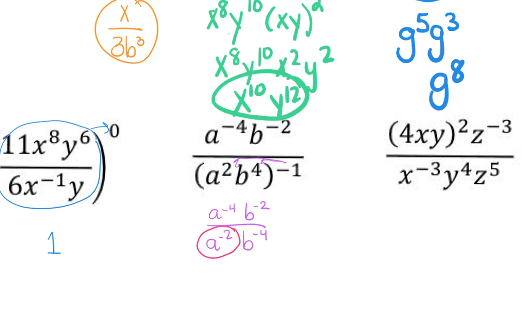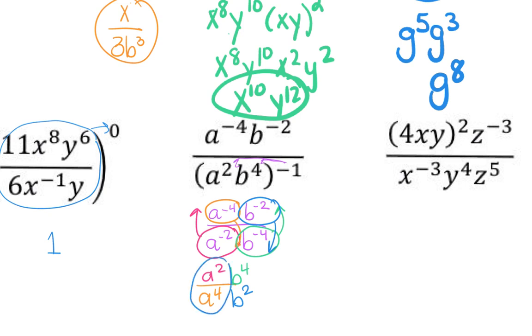I'm going to take a to the negative 2nd and bring this to the numerator. I am going to take a to the negative 4th and bring this to the denominator. I'm going to take b to the negative 4th and move this to the numerator. And I'm going to take b to the negative 2nd and move this to the denominator. From here, I have a to the 2nd divided by a to the 4th.